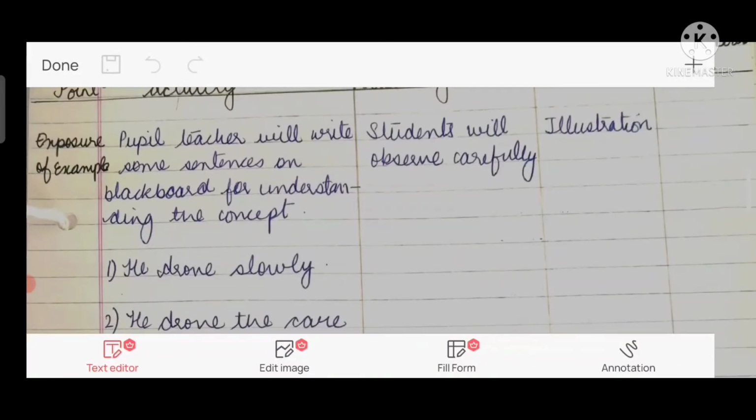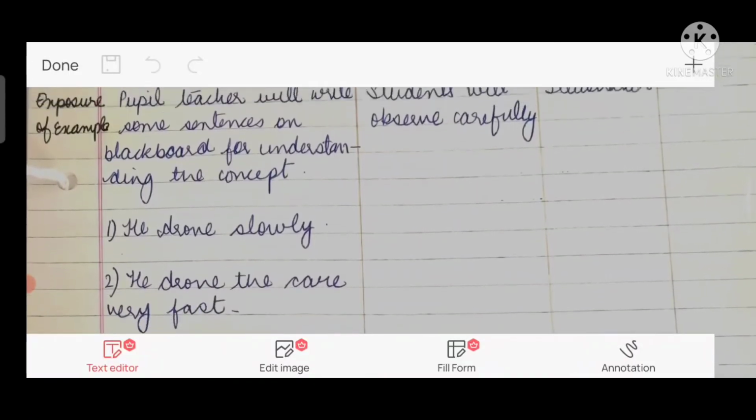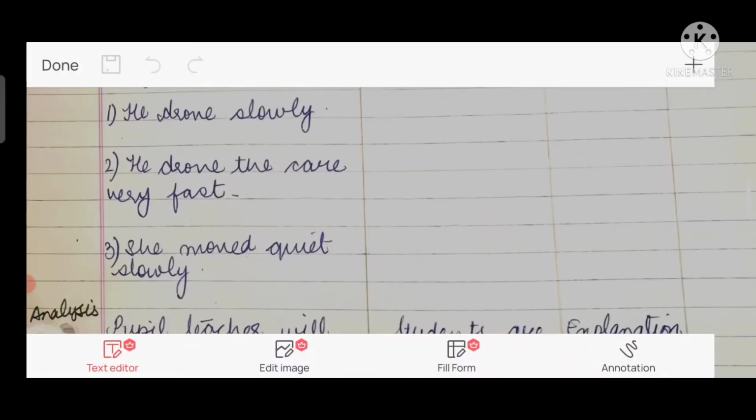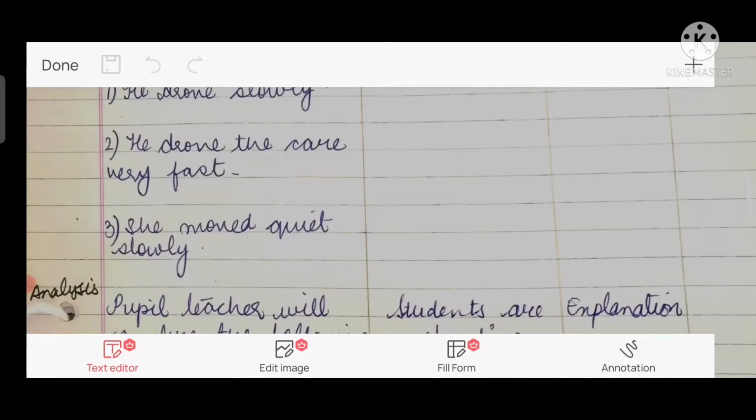So here we will write some examples. Okay. Let's see here. 2 or 3 examples or 4 examples, okay? Not more than 5, okay?